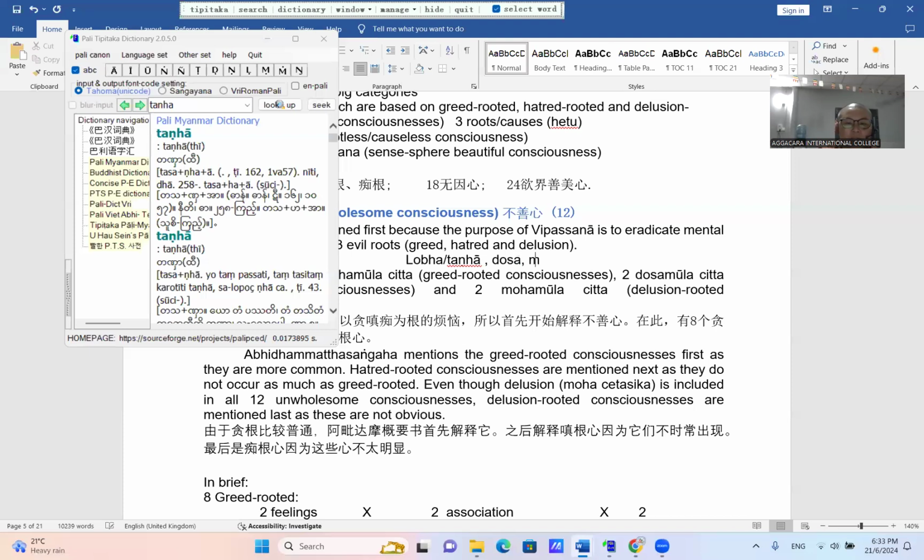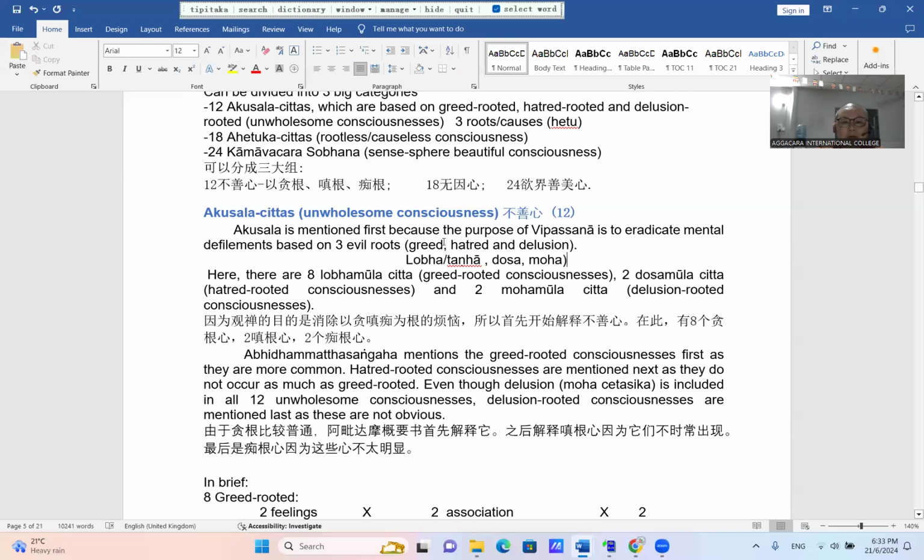So lobha, dosa, moha, right? That's the advantage of learning Pali, because you can understand the meaning faster.